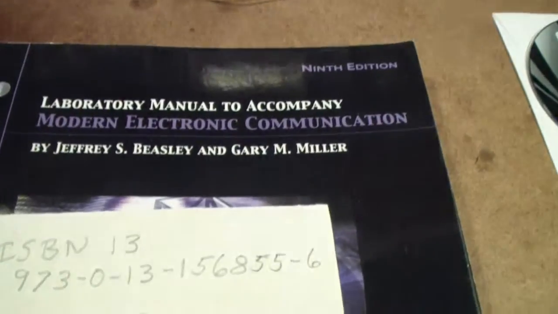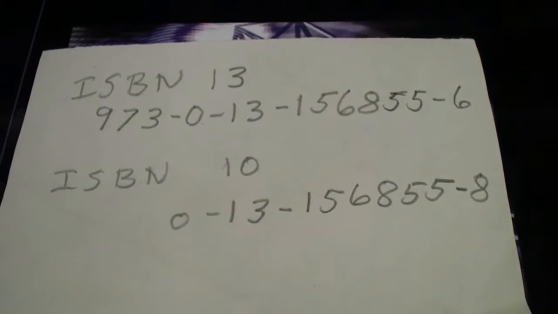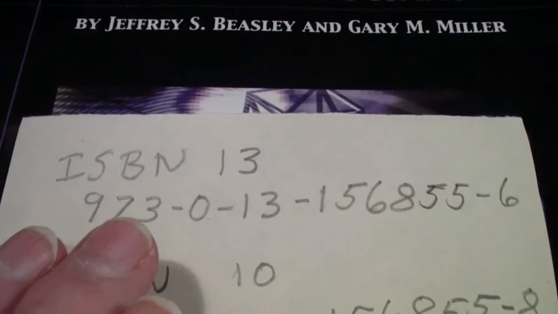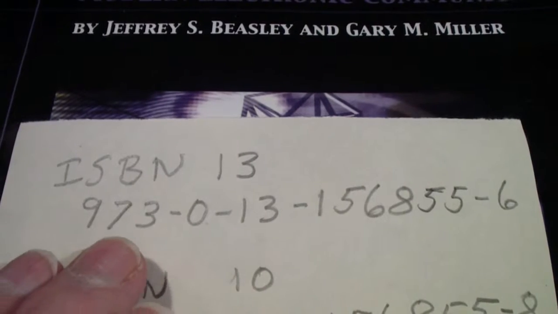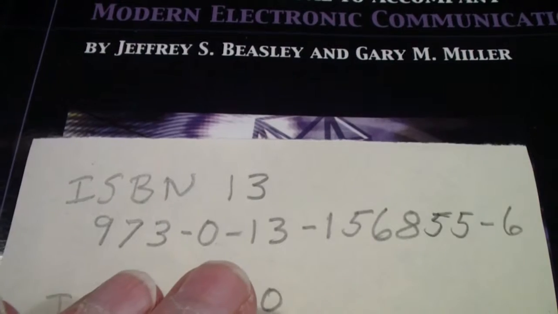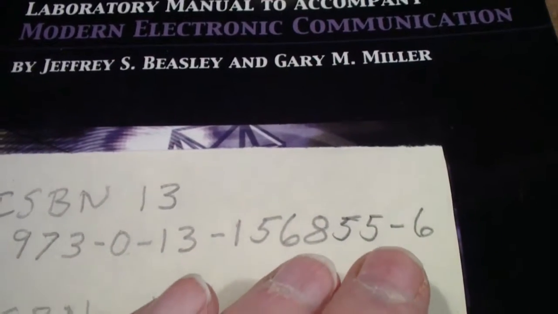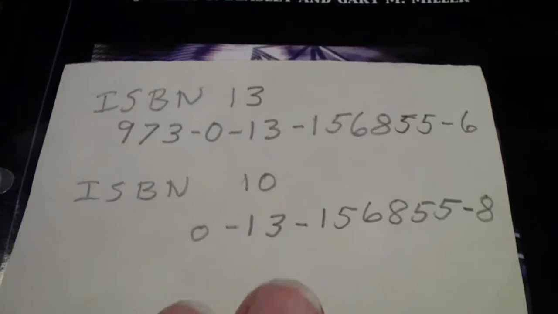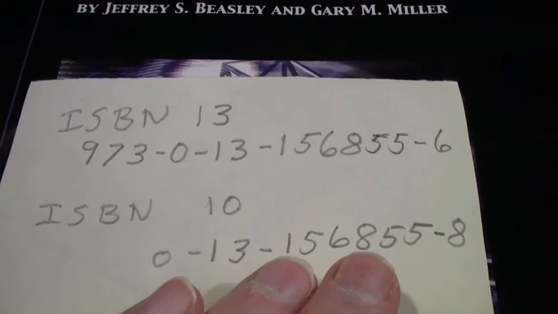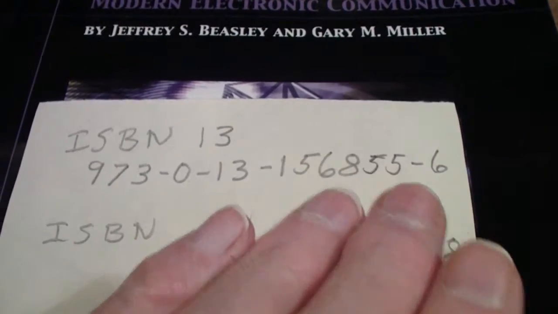So for those of you that want to look for this, if you want that experiment, don't buy a 7th edition or earlier. Here is the ISBN number, and I'll read it for those that might have trouble seeing the screen. The 13-digit ISBN is 978-013-156855-6. The 10-digit ISBN is the same, 013156855, but the last digit is -8 instead of -6.